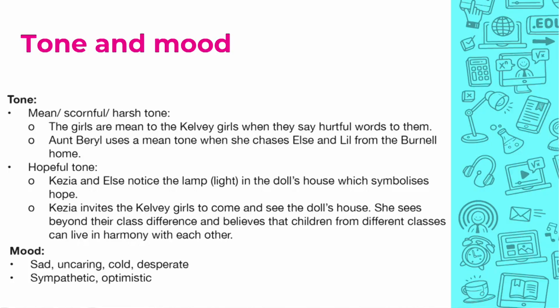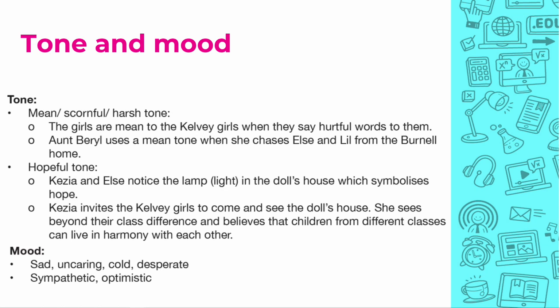Right. Now, also, what is important? You get tone, you find tone words, okay? If the tone is mean, scornful, harsh, or whatever, where are they like that in the short story? The girls are mean to the Calvies when they say hurtful words to them. Aunt Beryl uses a mean tone when she chases Alice and Lil from the Burnell home. And the tone will also reveal to you the person's mental and emotional state at the time, okay?